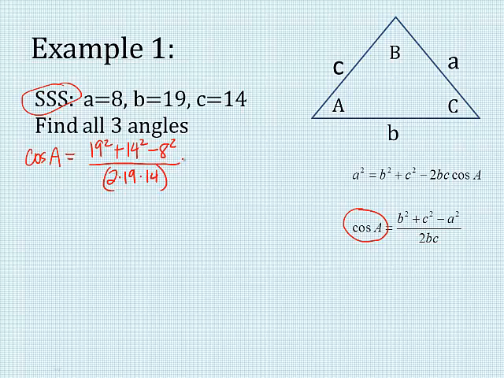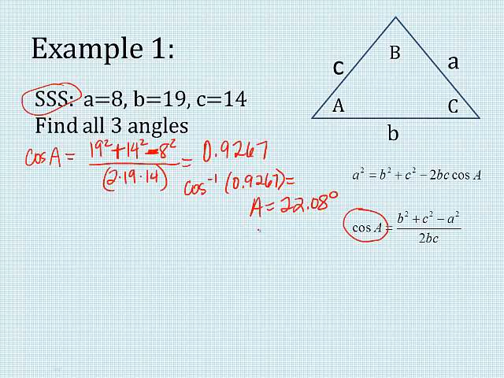Be real careful typing all this into the calculator. You're going to want to make sure you get the minus signs and the plus signs in the right places. It's easy to make errors there, so be careful. On this one, when I do that, I get 0.9267. Remember that's the cosine of A. In order to get A, I have to do the inverse cosine. Remember that? When I do that, I find out that A is 22.08 degrees. All right, so there's angle A.